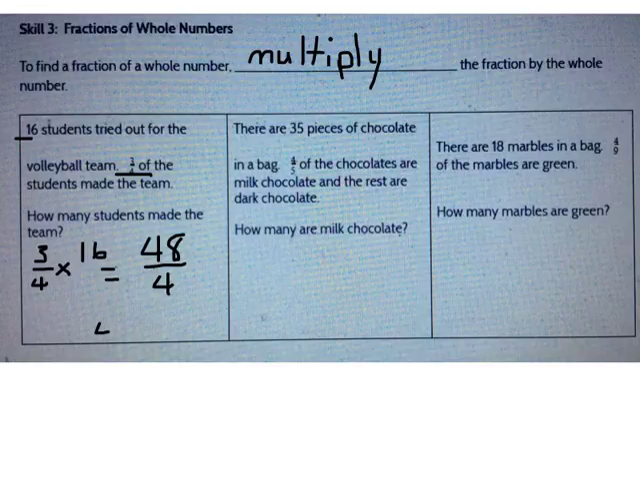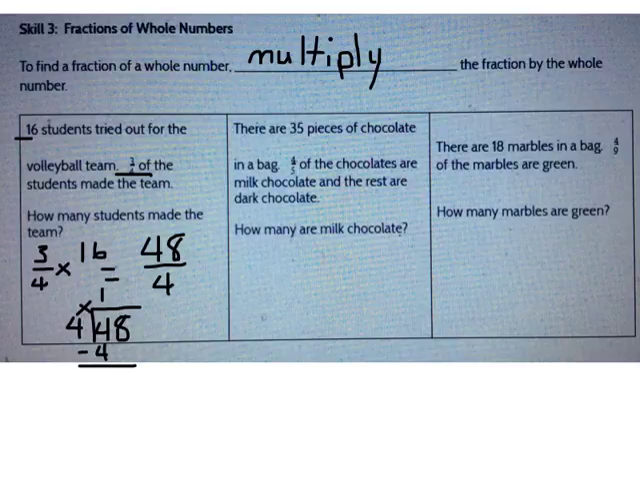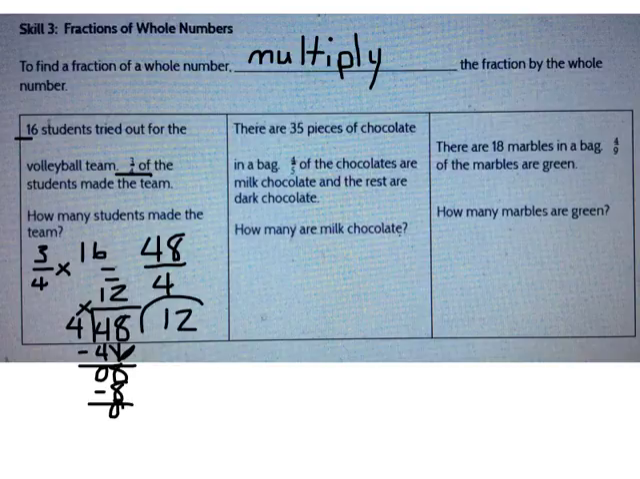Now I can divide to change that into a mixed number or whole number. What's 48 divided by 4? Well, 4 goes into 4 one time. When I subtract, there's none left over, and I bring down the 8. 4 goes into 8 two times. When I subtract, there's none left over. So the answer is 12.